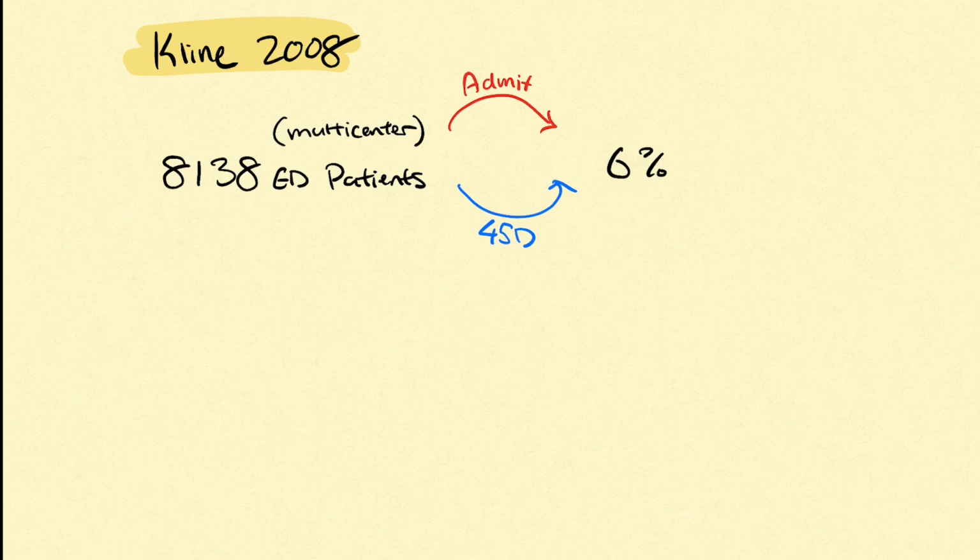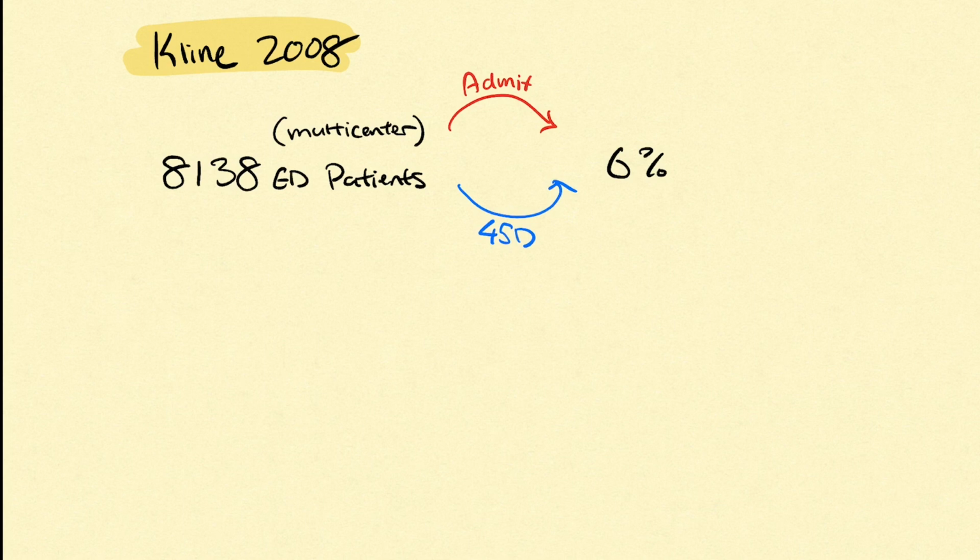So 4 years later, this group then published a second study where they validated this tool in a much bigger population. In this case, they had 8,000 ED patients, multi-centered again, who were coming in for evaluation of PE, where they had dyspnea, chest pain.